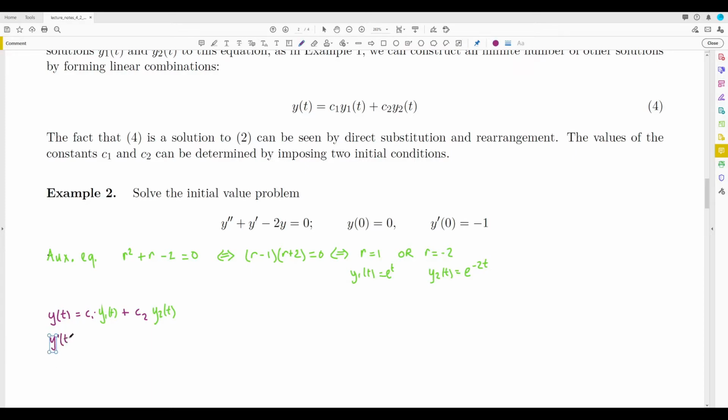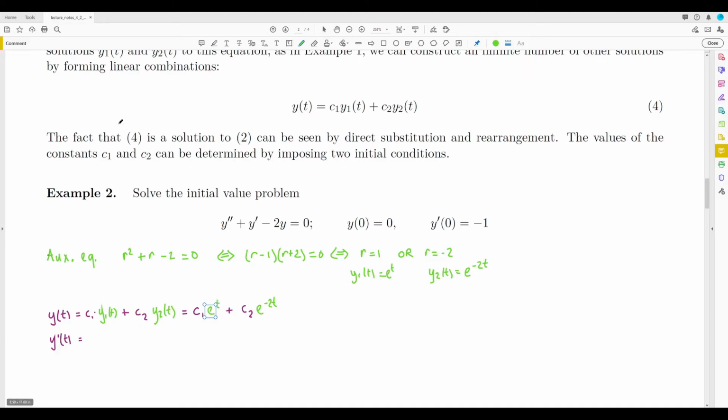So y prime of t is, well, let's first write this out, right? y of t is c1 times y1, we said that was e to the power t, plus c2 e to the power negative 2t.